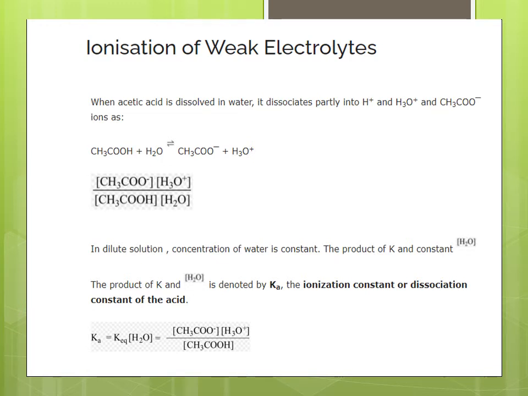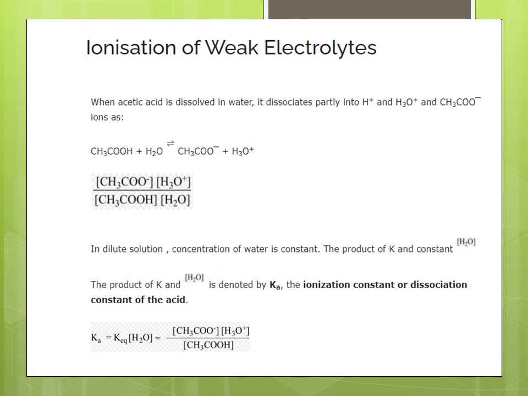Ionization of weak electrolytes. When acetic acid is dissolved in water, it dissociates partially into H positive (H3O positive) and CH3COO negative ions as CH3COOH plus water gives CH3COO negative and H3O positive. Now try to write its equilibrium constant in the same way.